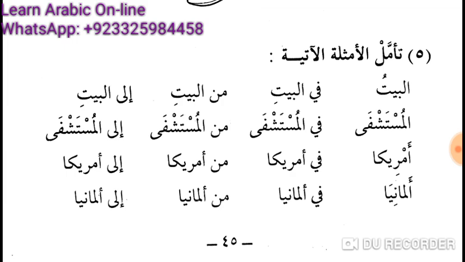America. Here you hear voice of alif at the end. Almania. Here you hear a voice of alif at the end. So in these words, we cannot add kasra. This is not possible because of the alif voice.